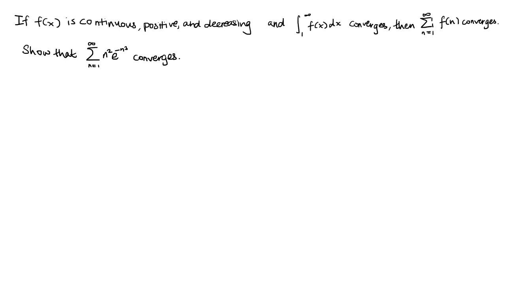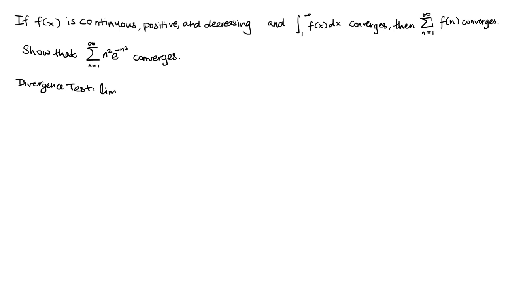We're going to use the integral test to show that the series from n equals 1 to infinity of n squared e to the negative n cubed converges. So we start out by taking the divergence test, as we always do.